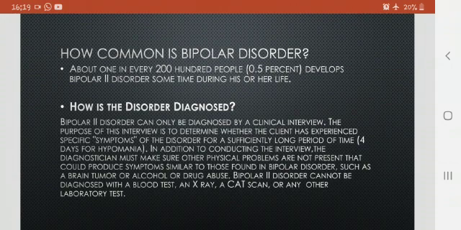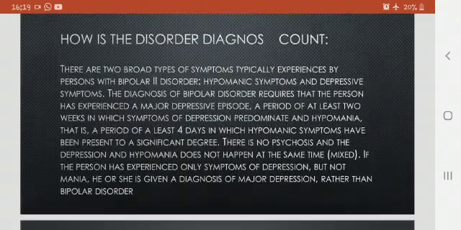In addition to conducting the interview, the diagnostician must make sure other physical problems are not present that could produce symptoms similar to those found in bipolar disorder, such as a brain tumor or alcohol or drug abuse. Bipolar 2 disorder cannot be diagnosed with a blood test or an X-ray, a CAT scan, or any other laboratory test.